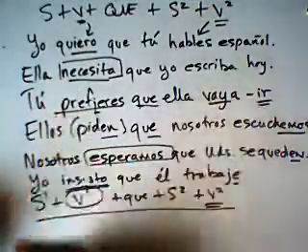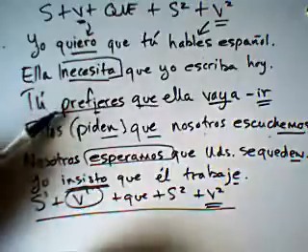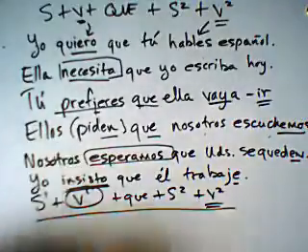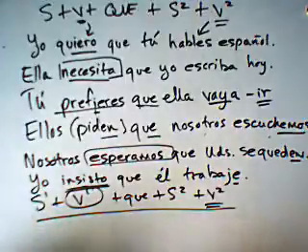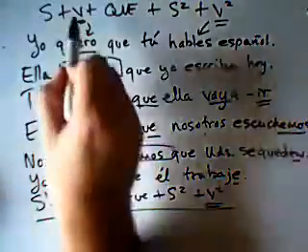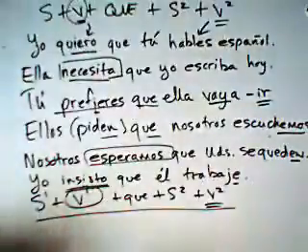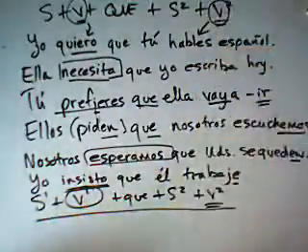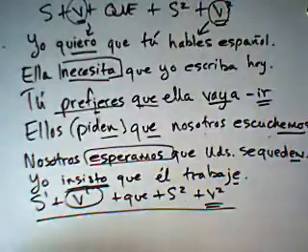Querer, necesitar, preferir, pedir, esperar, insistir are all good examples of verbs of volition or persuasion that when they're plugged into the first half of this equation here will trigger the subjunctive in the second half. Okay? So that's an introduction to the uses of the subjunctive with verbs of volition or persuasion.